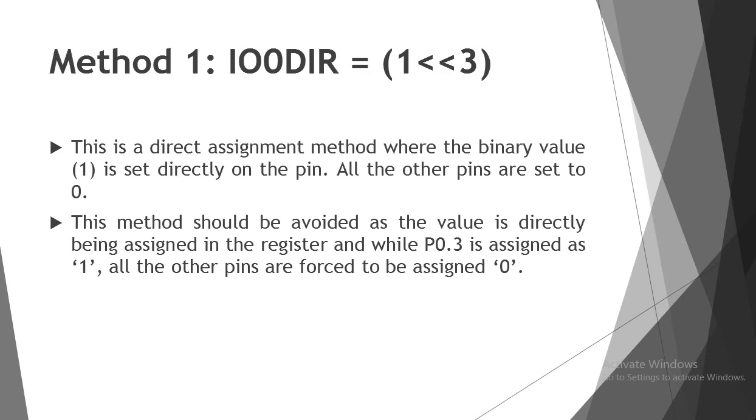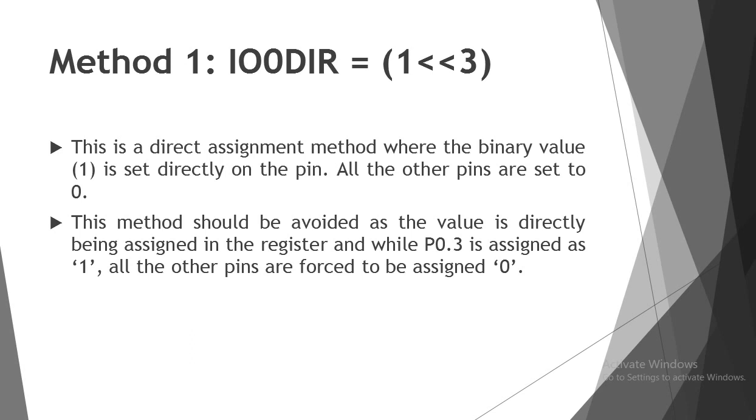Now we discuss some methods. Method number 1, IO0 DIR equal to 1. This is the direct assignment method where the binary value 1 is set directly on the pin. All the other pins are set to 0.